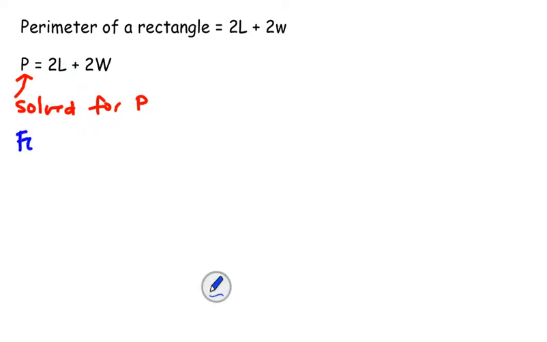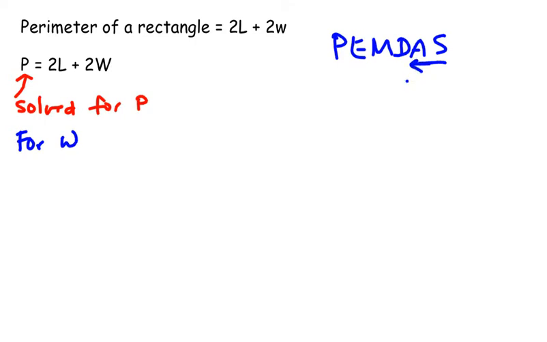So let's begin. If we wanted to solve for W, we first need to isolate W that's on the right side of the equation. That means we have to get rid of this 2 that's being multiplied, and we have to get rid of this 2L that's being added. Remember that when you're solving, you're really reversing the order of operations, better known as PEMDAS. You're always looking for something to add or subtract first, then you're looking for something to multiply or divide, then the exponent, then the parentheses.